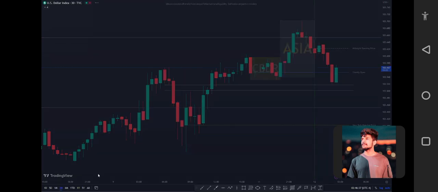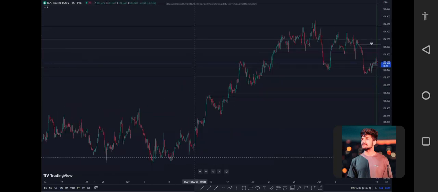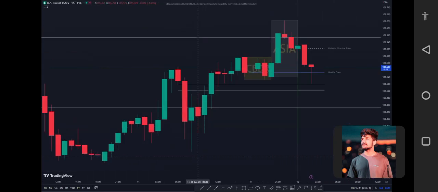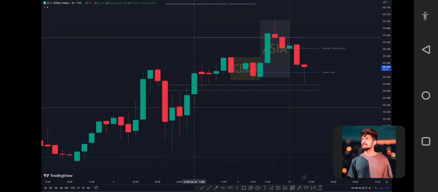Okay, now 1 hour. It looks like it is rejecting from there after taking the buy side stops.